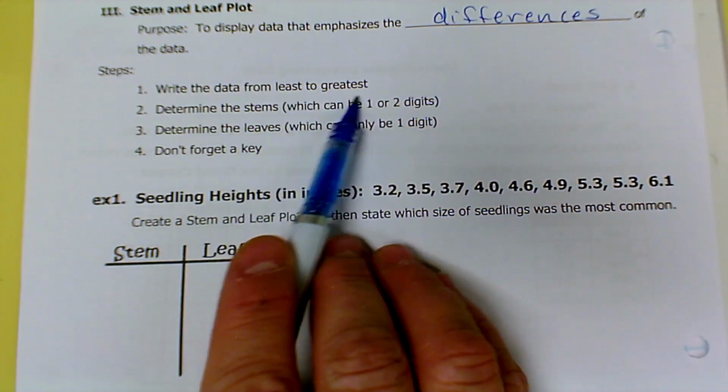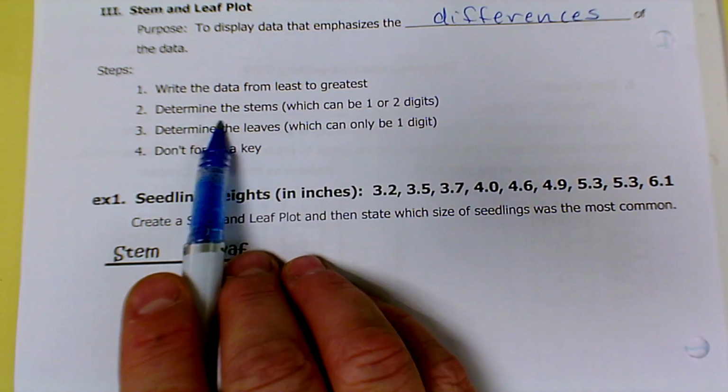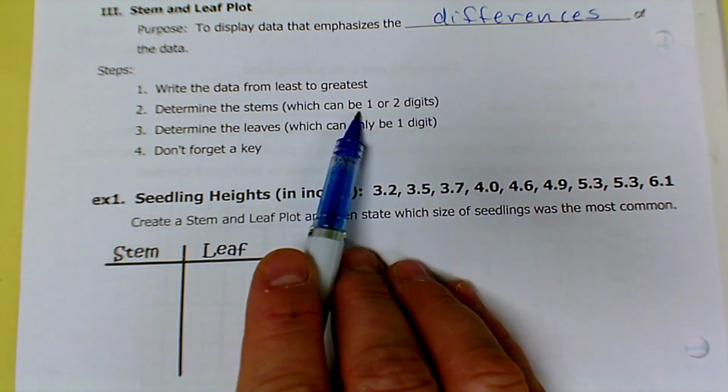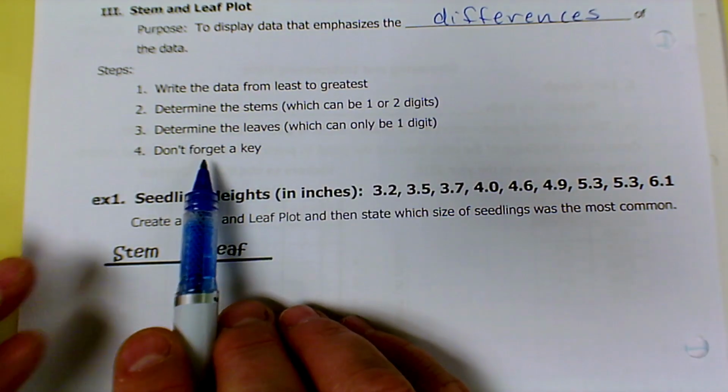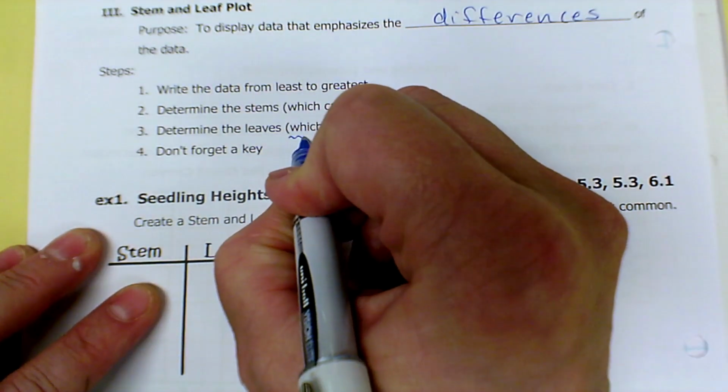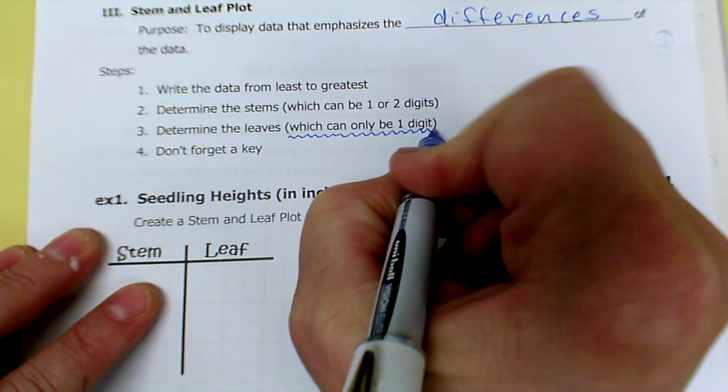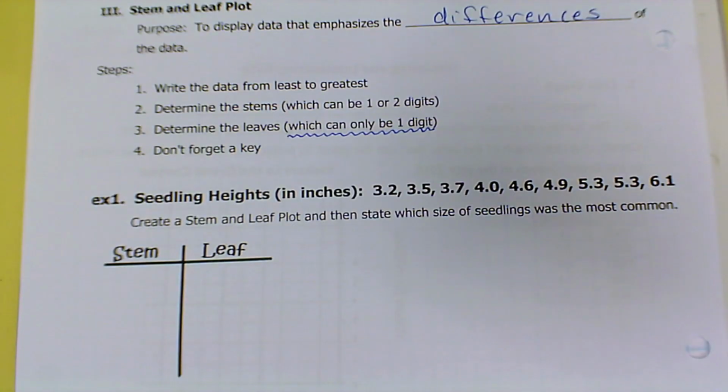Write the data from least to greatest. Determine the stems, which can be 1 or 2 digits. Determine the leaves. This is the important part. Underline this, which can only be 1 digit. The leaves have to be 1 digit. Everything else is flexible. 1, 2, 3, 4 digits. The leaves have to be 1 digit.